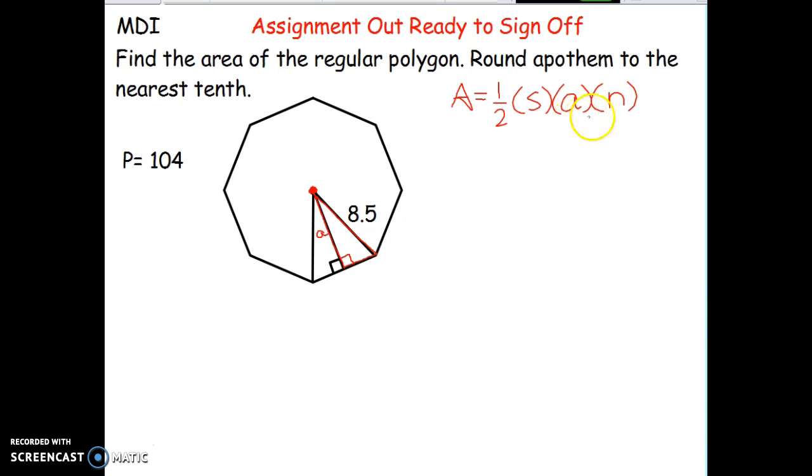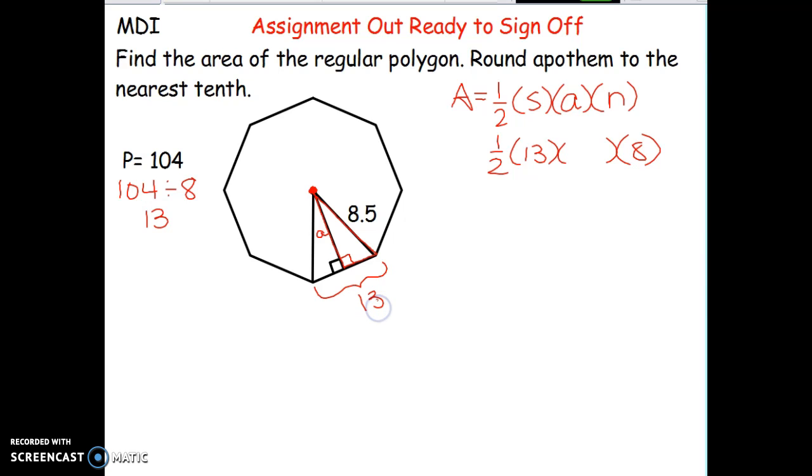But first we want to start filling in the pieces that we already know here. So we know that S is equal to the perimeter divided by the number of sides, so 104 divided by 8 in this case, which is equal to 13. So the whole side length is 13. The apothem we do not know, so we're going to leave that part blank for now. And N is equal to 8. There are 8 sides in this figure.